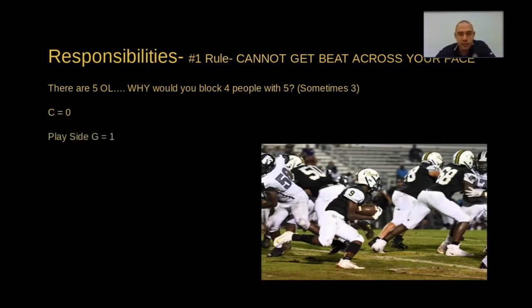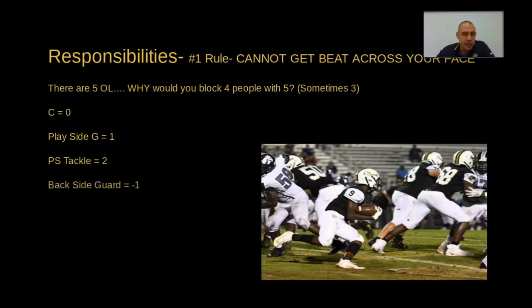The play side guard is going to be responsible for the 1. So obviously, if you're going to the right, that will be the right guard. If you're going to the left, it'll be the left guard. And then the play side tackle will be responsible for 2. So if you're going right, right tackle; left, left tackle.